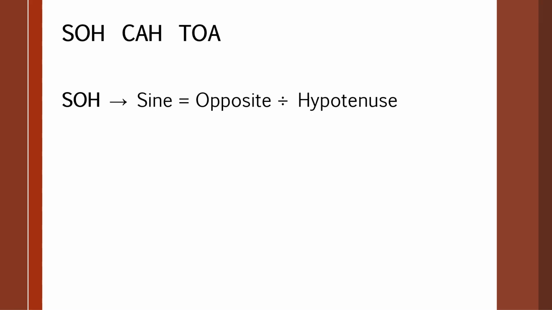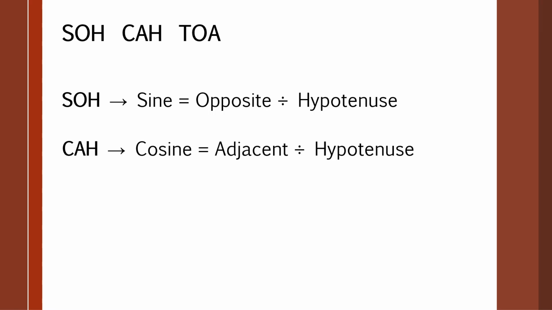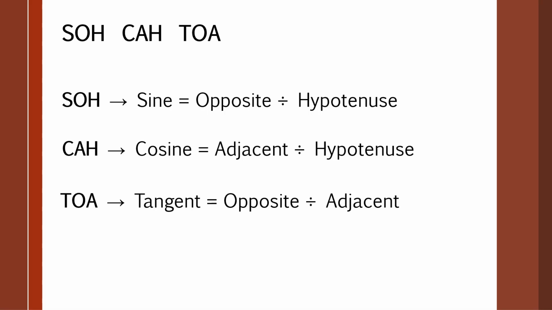Now let's look at SOH CAH TOA. SOH means sine equals opposite divided by hypotenuse. CAH means cosine equals adjacent divided by hypotenuse. And TOA means tangent equals opposite divided by adjacent. We use these three ratios to help us find missing sides in right-angled triangles.